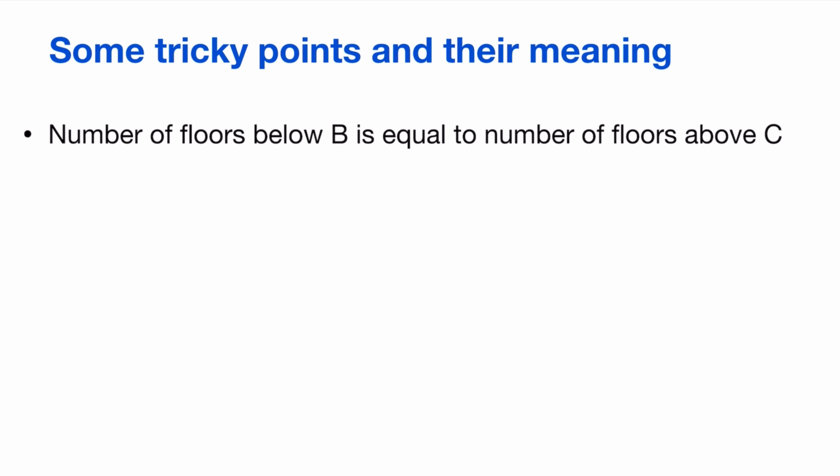So here it states that the number of floors below B is equal to the number of floors above C. Okay. So once again, this is a very similar statement to the earlier one. So if I look at it, there is a building with 8 floors, assuming 1, 2, 3, 4, 5, 6, 7 and 8. Let's write down the numbers for convenience. 1, 2, 3, 4, 5, 6, 7 and 8. Great. So all of these are floors.